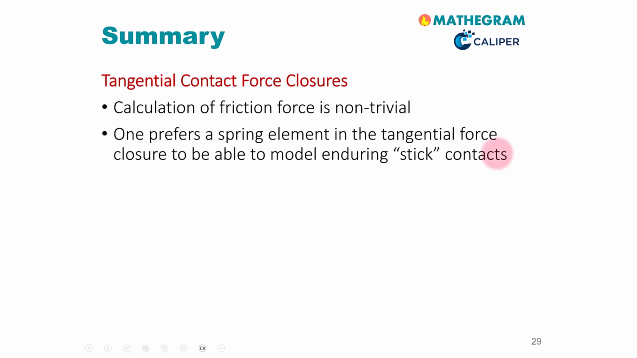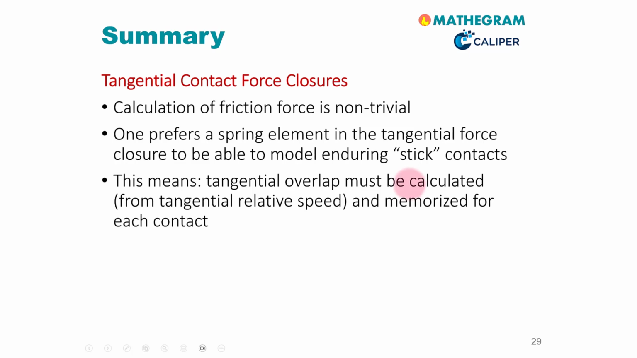If you use a more simplified model that only uses the tangential velocity, the delta t dot, this cannot be guaranteed. In short, if you want to have a realistic tangential force closure, you must be able to calculate the tangential overlap. This requires memory, and the tangential overlap calculation, as indicated before, needs to be integrated from the tangential relative speed that is available from the current particle velocity in the translational and in the rotational direction.